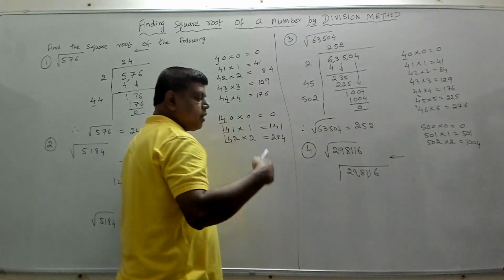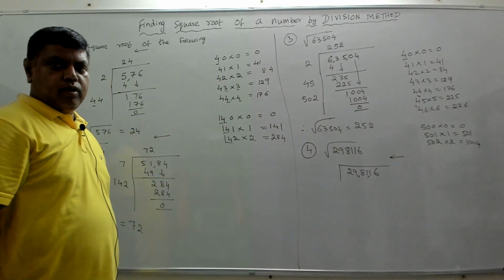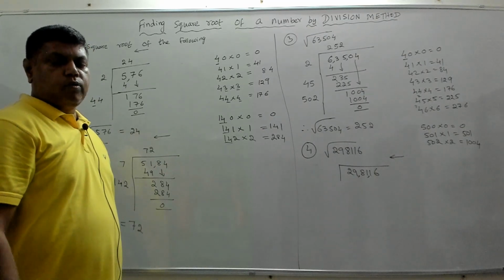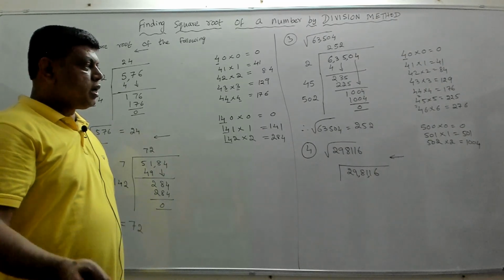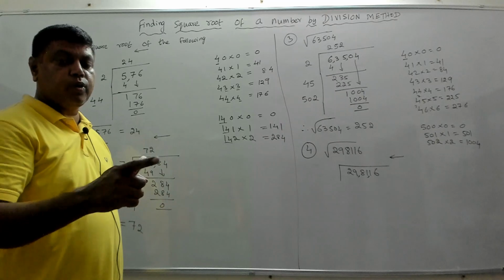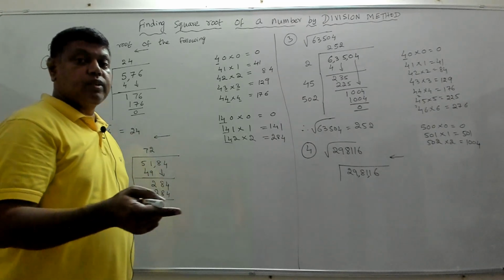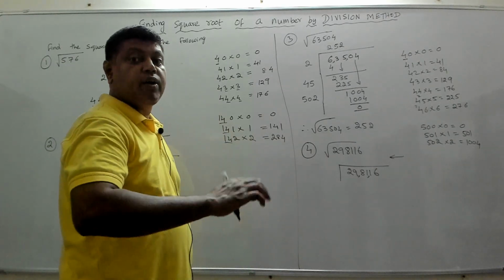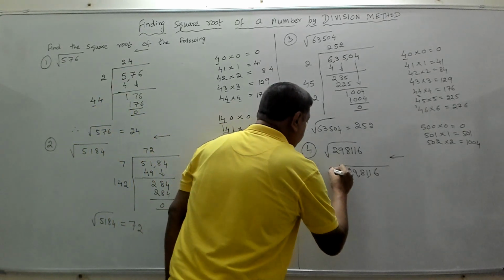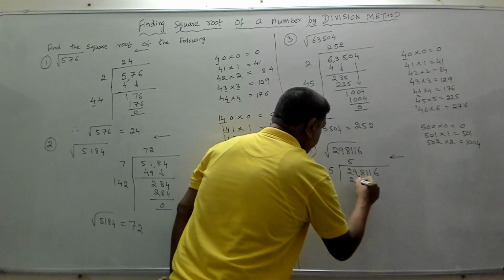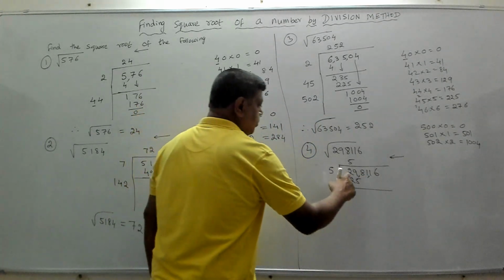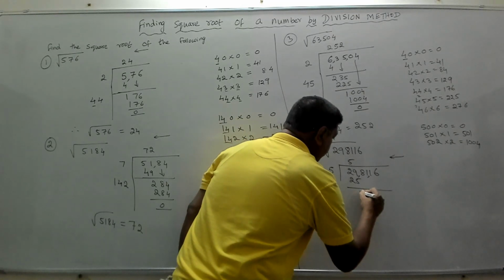Then we should start telling our square table. 0 into 0, 0. 1 into 1, 1. 2 into 2, 4. 3 3s are 9. 4 4s are 16. 5 5s are 25. 6 6s are 36. We can't write 36 here because this is only 29. So we can only put 5 5s are 25. Then subtract. 29 minus 25 is 4.